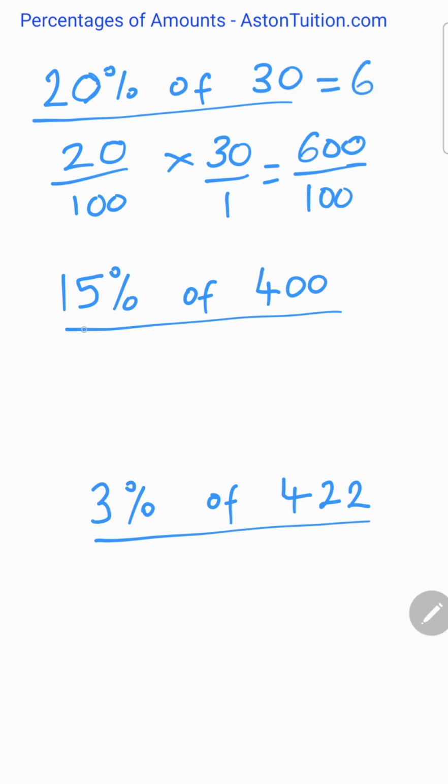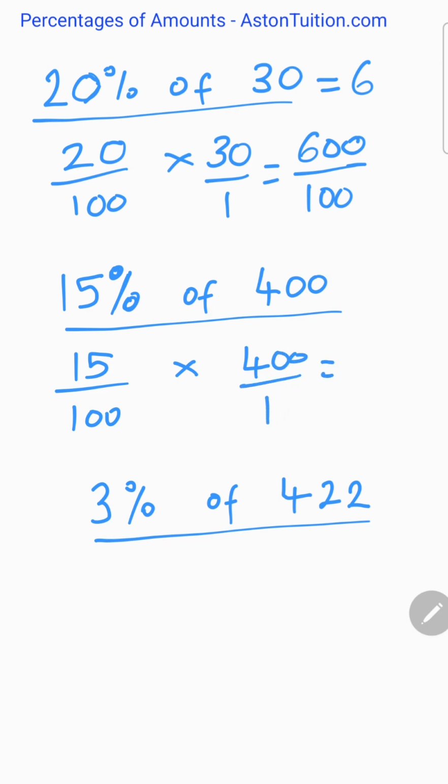The next one, again, 15%. So if you do forget what percent is, just look at the sign. It's got a 1 and 2 zeros, so you know it's going to be out of 100. Of will always be times, and the whole number is over 1.